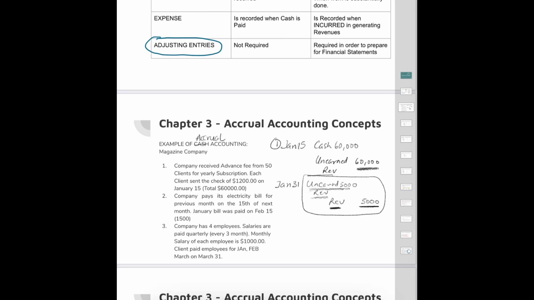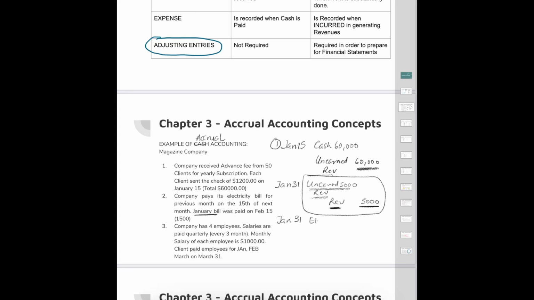Okay, now let's look at the second one. The company pays its electricity bill for the previous month on the 15th of the next month. January bill was paid on February 15. In accrual accounting, it does not matter when the bill was paid. The bill was for January month. Okay, that $1,500 was the expense for January. So it doesn't matter that they're going to pay it in February, but on January 31 they will again do an adjusting entry for this January bill.